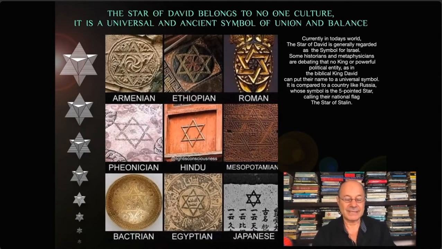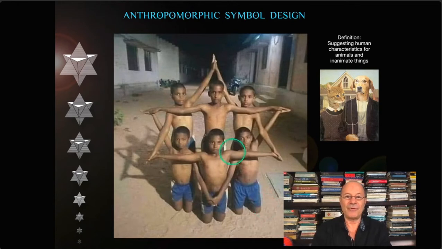And the reason why we all resonate to the Star of David is that it exists in the Armenian culture, the Ethiopian, the Roman, Phoenician, Hindu, Mesopotamian, Bactrian, Egyptian, Japanese. In fact, many, many cultures that I haven't even mentioned have all ascribed and dedicated their knowledge and understanding of the universe through this star. So it's not just really a symbol for Israel, which they love and adore, but this is a multicultural symbol that everyone has used.